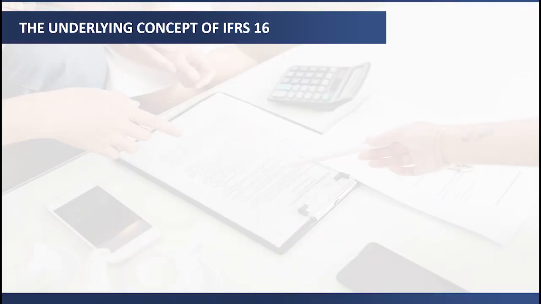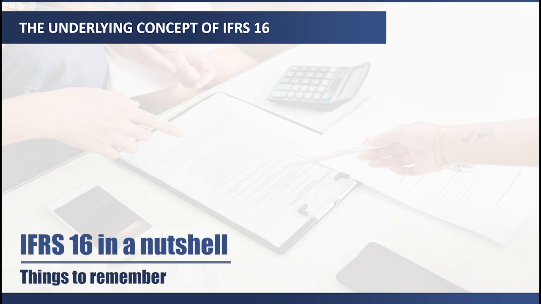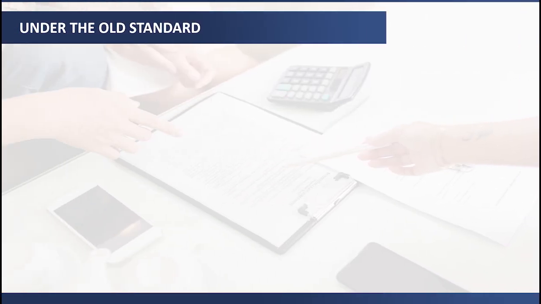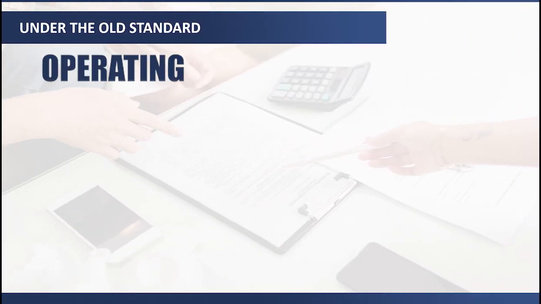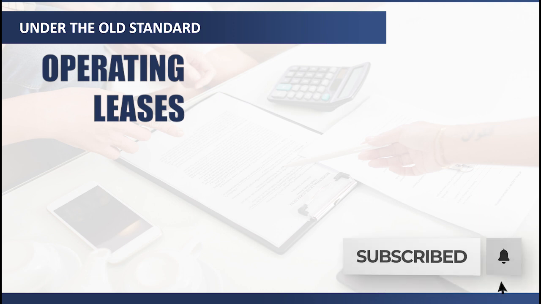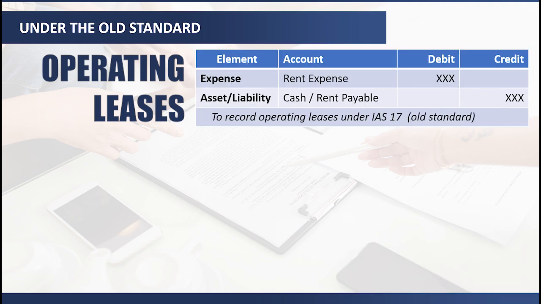The underlying reason for the shift to the new standard is transparency. To understand why, you should know first that under the old standard, most lease contracts fall under operating leases. You can refer to the video description for the official definition. Under this, most leases are treated as regular expenses with just the following journal entry.